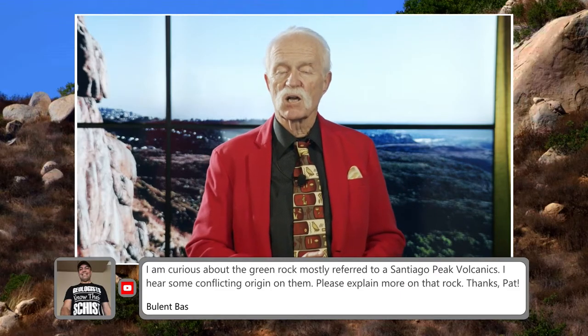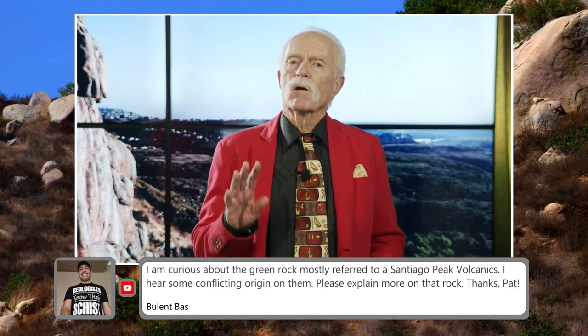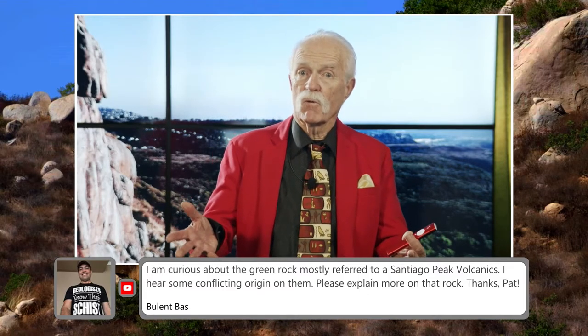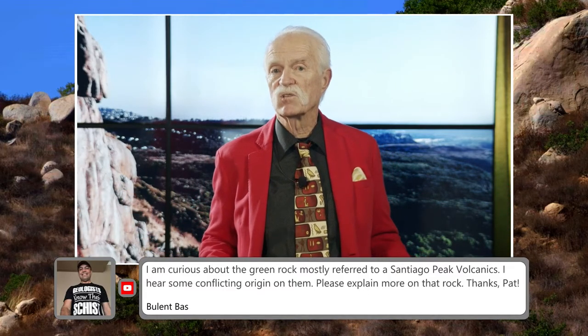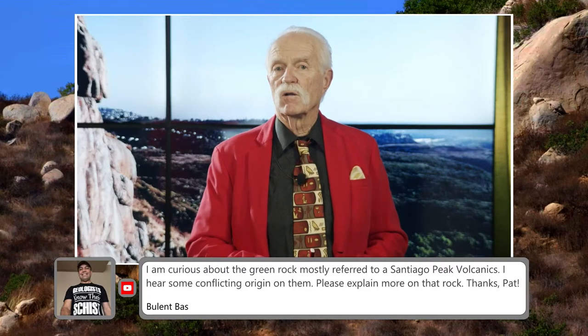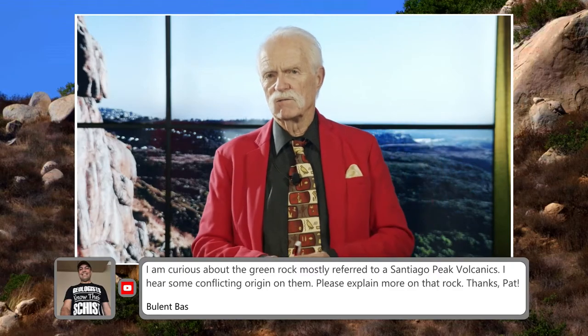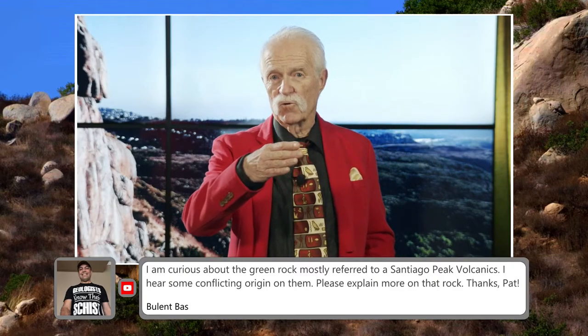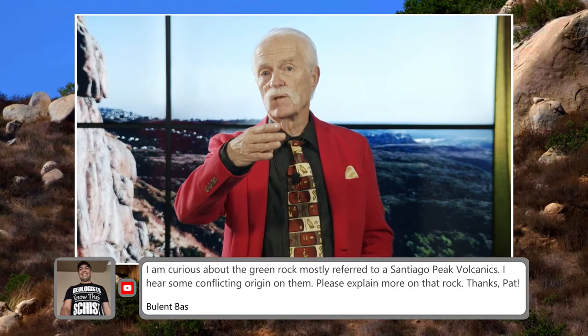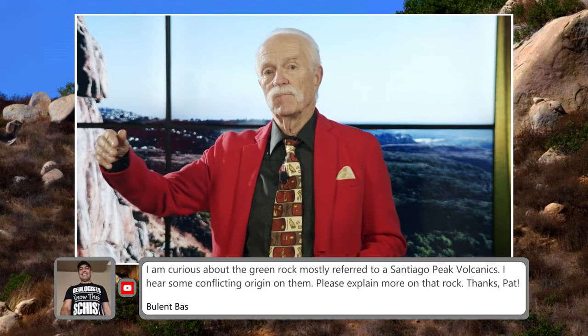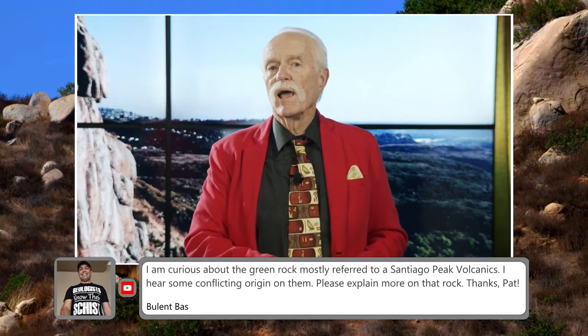The greenish rock we call Santiago Peak volcanics. Now, first off, what geologists do with rock bodies, when you're mapping them and working them in the field a lot, you give them names. And the names you give them are from some geographic feature. Now, the Santa Ana Mountains are kind of a chain that will run all the way down here through San Diego, you know, with Black Mountain, with Del Cerro, with Otay Mountains, and so forth.